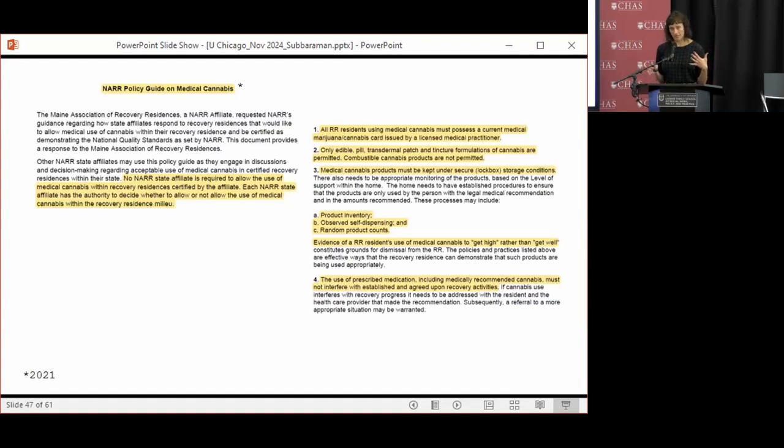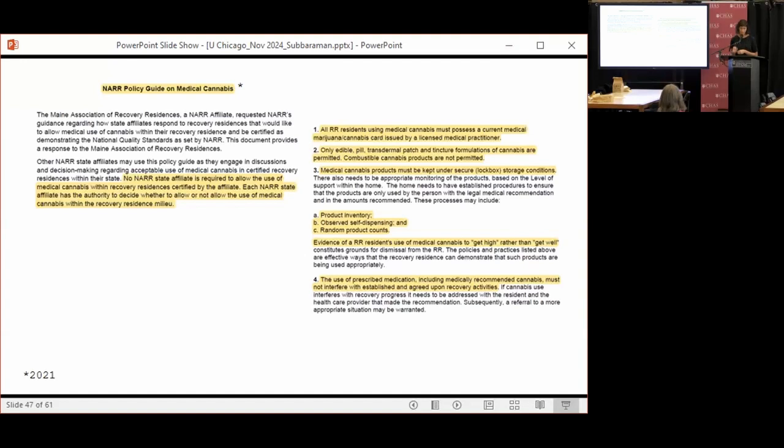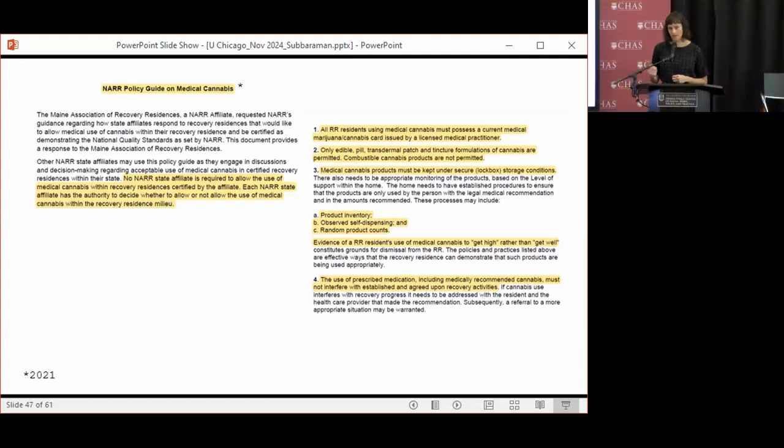We're interested in recovery residences. So the National Alliance on Recovery Residences had a request from one of their affiliates asking them, what do we do about cannabis in our houses? So NARR came up with this policy guide on medical cannabis, and they state a few things that I'm going to highlight right now. First, that no affiliate is required to allow medical cannabis in the recovery housing.